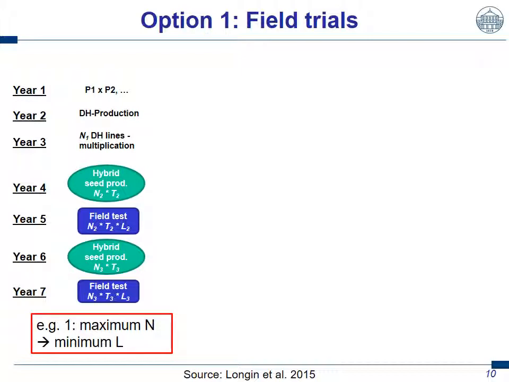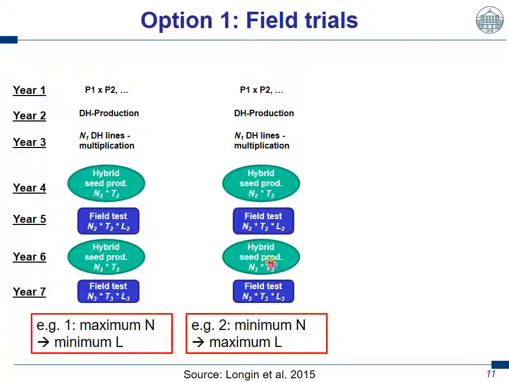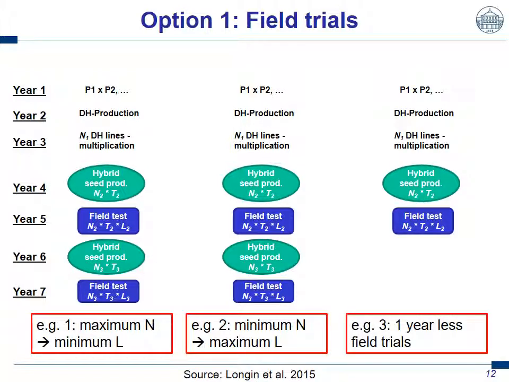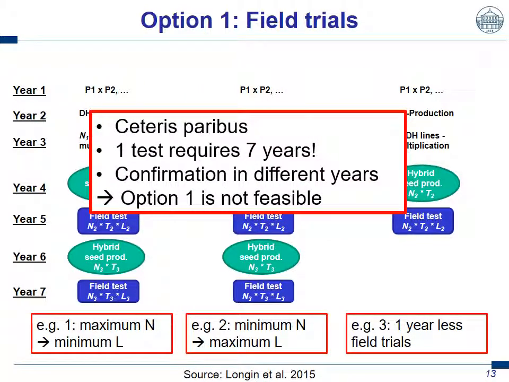And we can then compare it to another scenario, the same scheme, but just vice versa. We maximize the number of test locations at the expense of a reduced number of lines we can test. Or we say, let's try it a bit faster. Let's make only 1 year less field trials. We take a bit more risk, but we are faster. Maybe we can win. And to test this in the field, we would have to do it under the same conditions for each. That means the same budget for all, ideally even the same crosses.